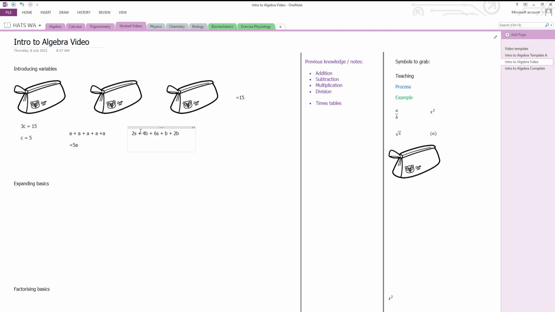I'm going to start turning over to just letter language rather than saying a particular example each time. So 2s plus 6s, we'll end up with 8 lots of s. 4b plus b plus 2b, we end up with 5, 6, 7b. So 8s plus 7b, we're just combining those like terms. So collecting like terms is what it's called.